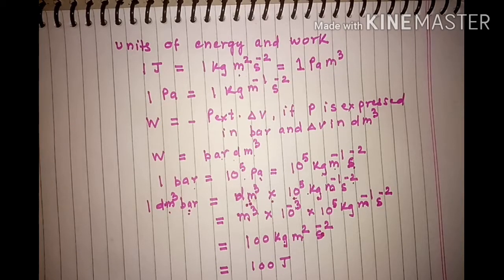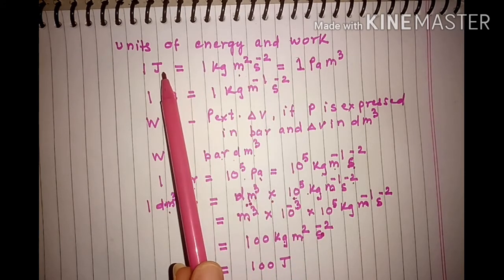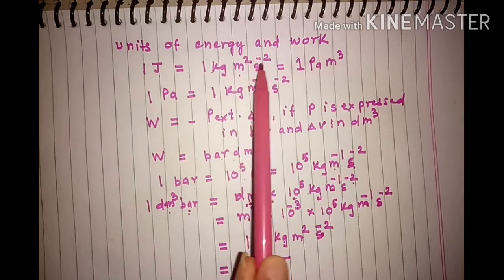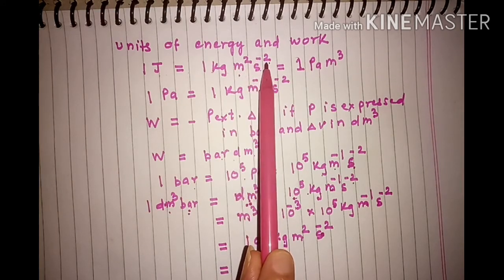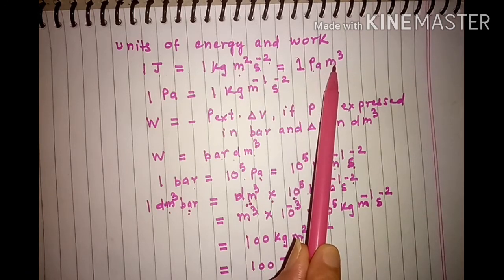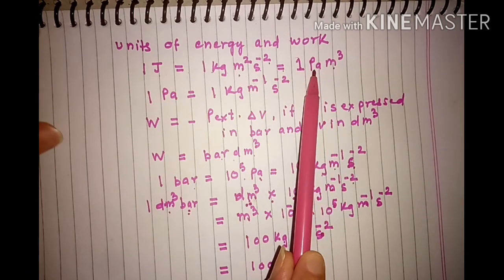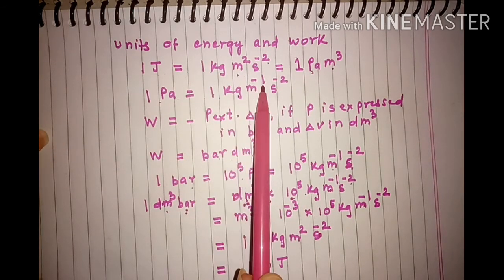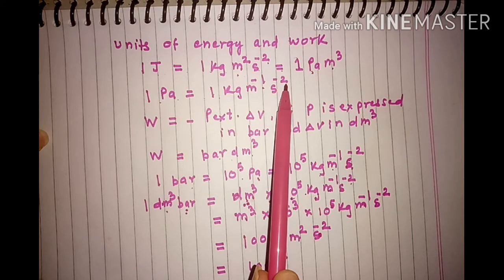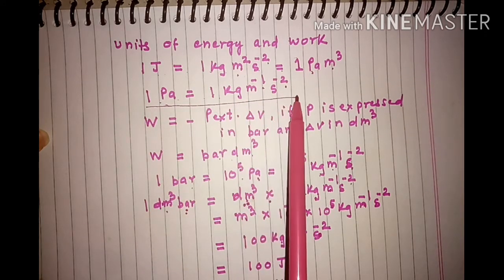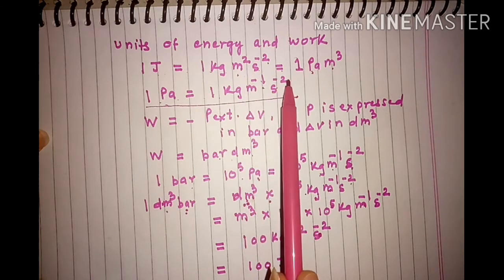So we will talk today about units of energy and work. 1 joule equals 1 kg meter square second square inverse. This is equal to 1 Pascal meter cube. Now what is this 1 Pascal? 1 Pascal equals 1 kg meter inverse second square inverse. So you remember this: 1 Pascal equals 1 kg meter inverse second square inverse.